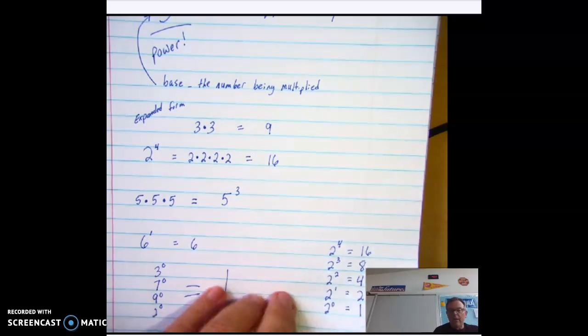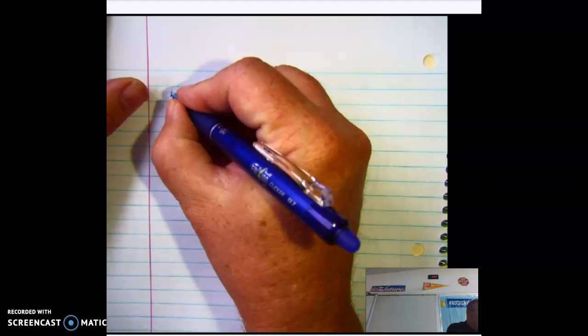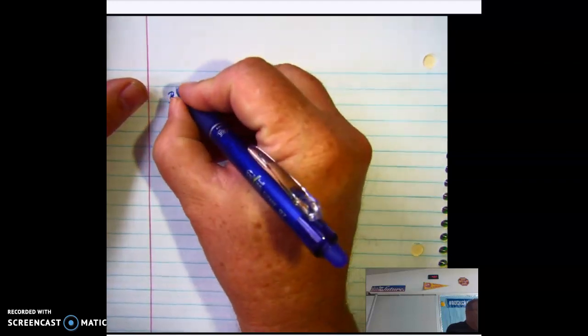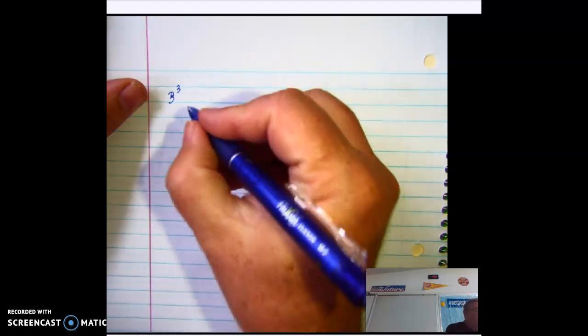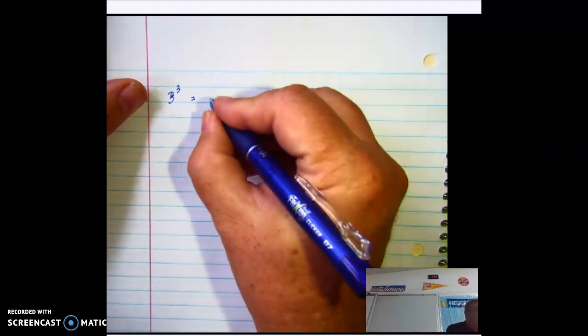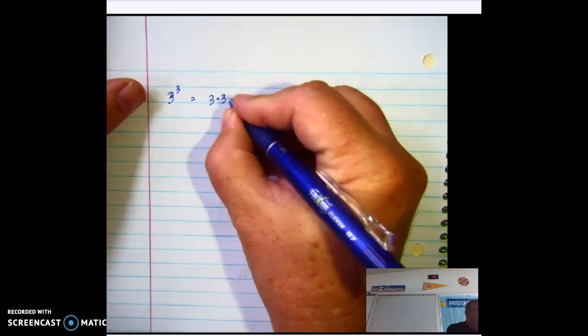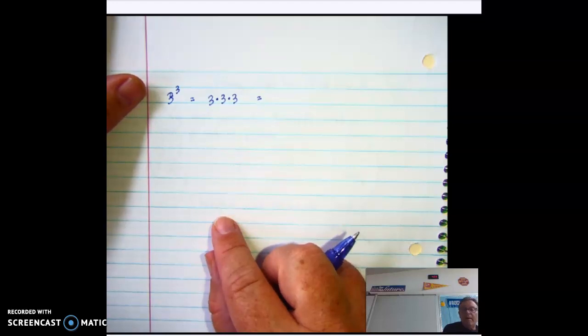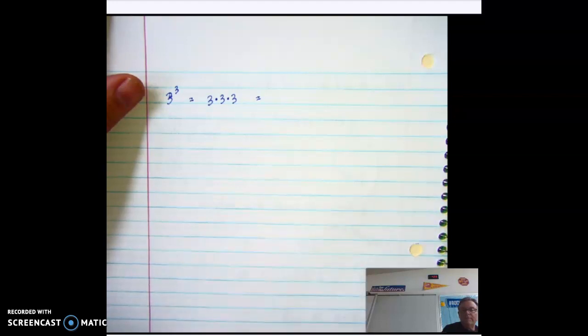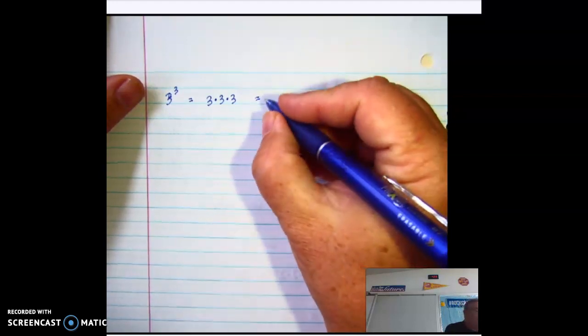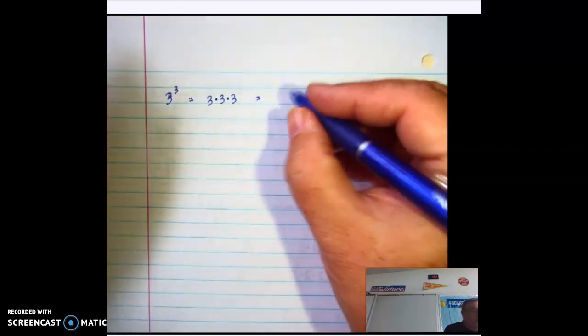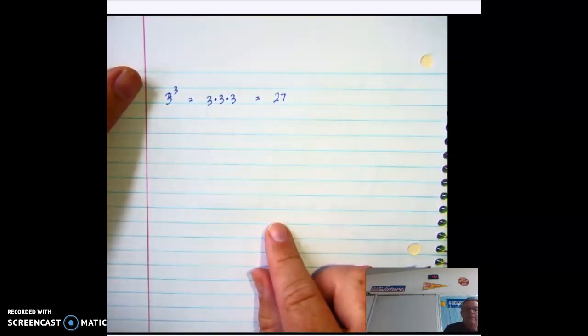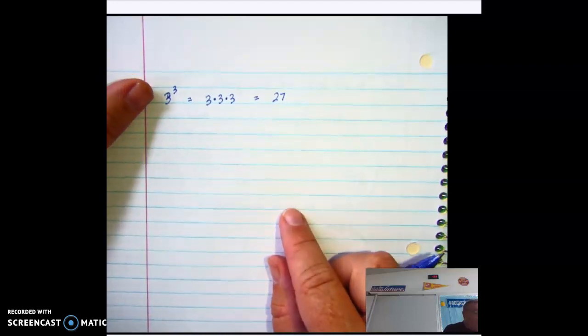So let's go ahead. I'm going to do 3 to the 3rd power. So 3 to the 3rd power in expanded form is the same thing as 3 multiplied by 3 multiplied by 3. If I want to solve it, my answer is going to be 3 times 3 is 9, 9 times 3 is 27.